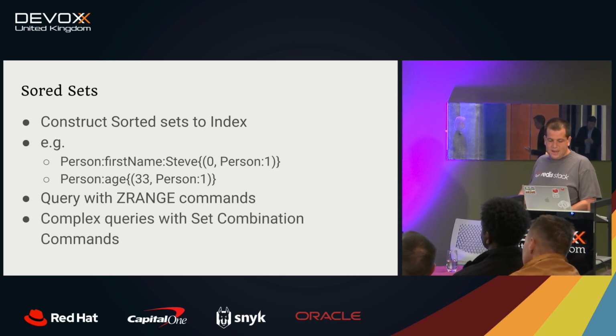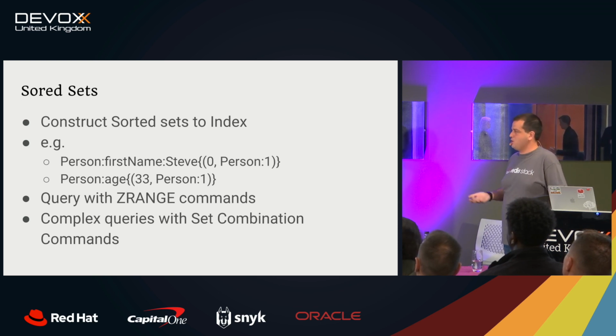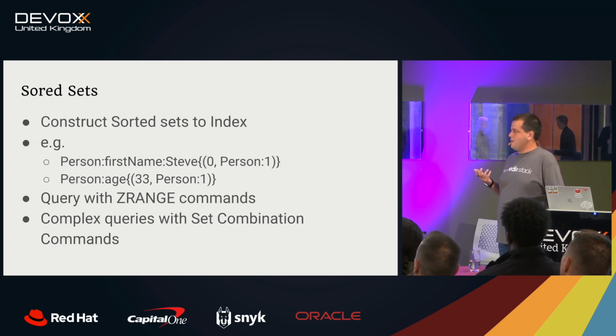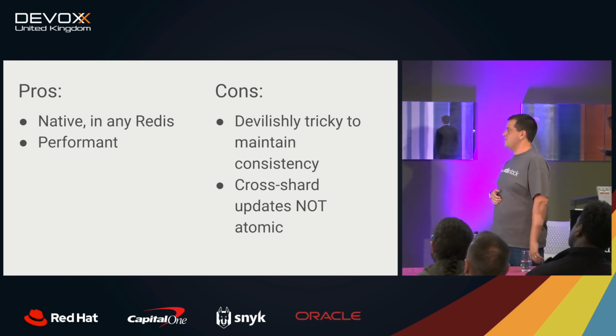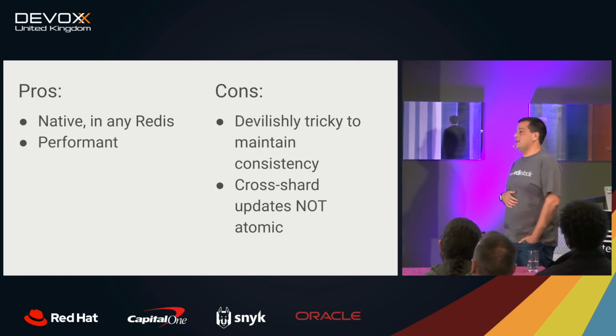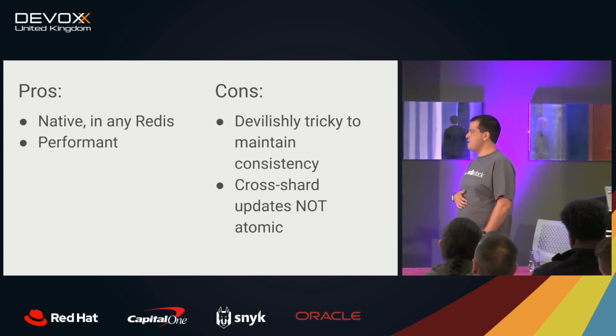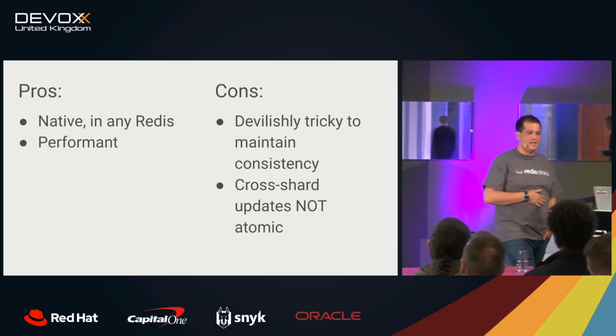This allows for complex queries with combination commands. Basically, you can do a ZUNION or ZINTER between the two sets to create a more interesting result, where if you wanted to find all the people over 33 and all the Steves. So the pro of this is that it's native in any Redis instance. It's relatively performant. The con is that it's really tricky to maintain, particularly with any kind of consistency. And you are not able to do this across shards with any guaranteed atomicity.